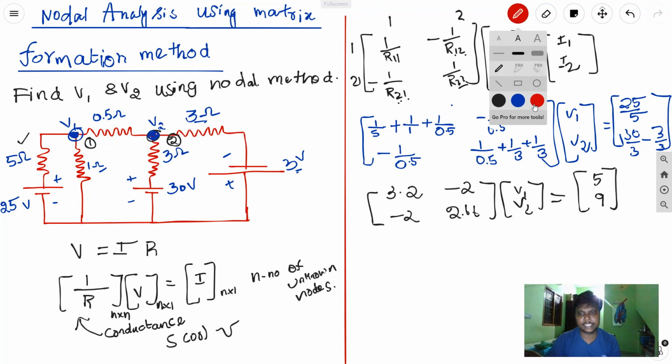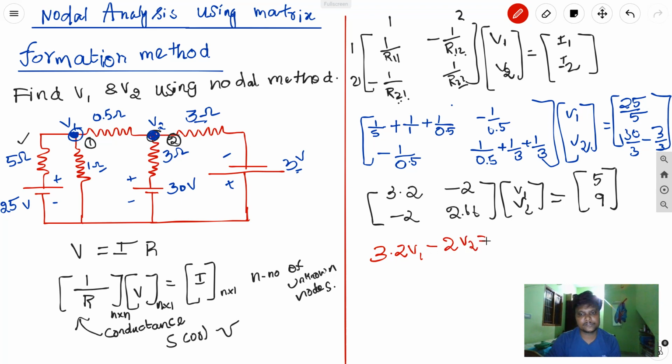Now I can write the equations by simply doing the matrix multiplication. It is going to be 3.2 V1 minus 2 V2, which is equal to 5. Then next, minus 2 V1 plus 2.66 V2, which is equal to 9.